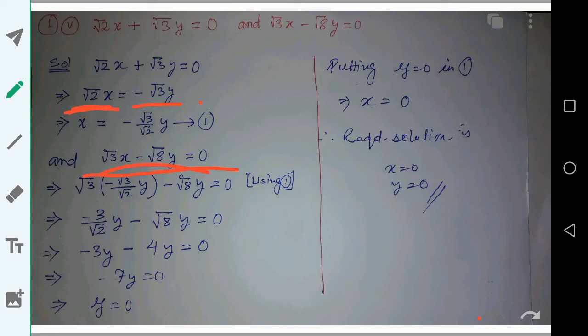So here this is x, and the value of x is this one. Let us put this here. We have used this value of x here using equation number 1. Now you see, root 3 into root 3 is 3. There is root 2, so it is root 2.